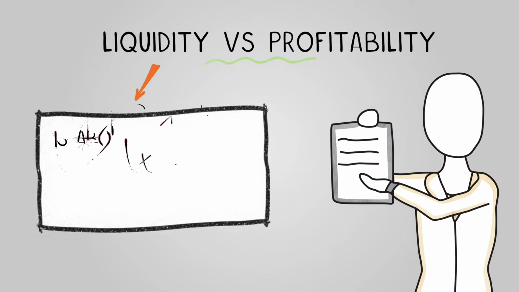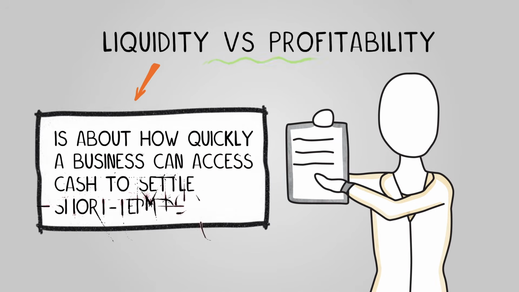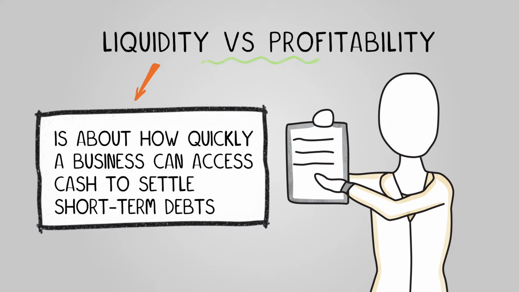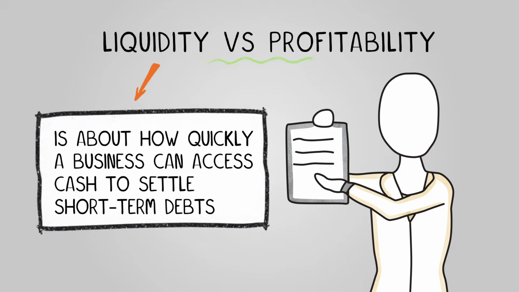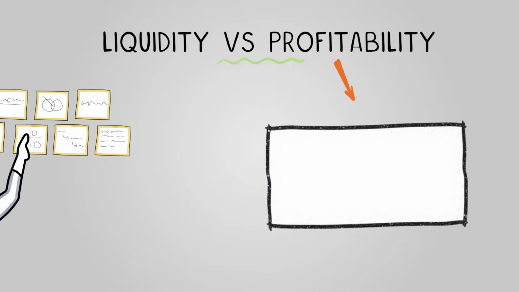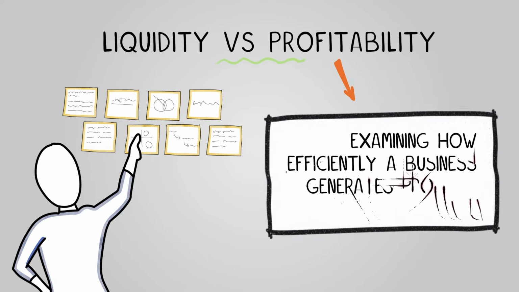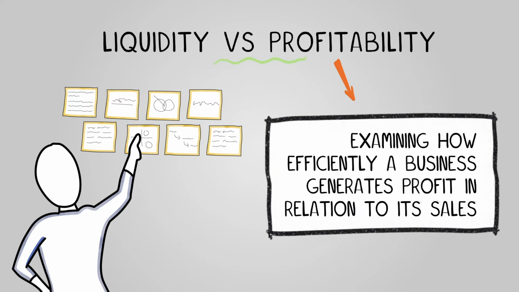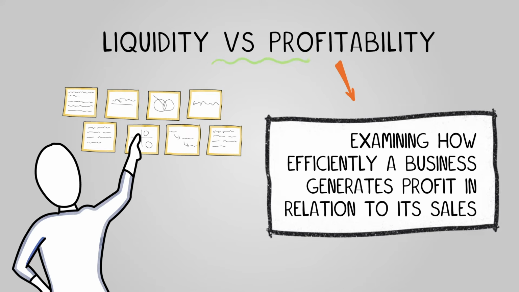Well, liquidity is about how quickly a business can access cash to settle short-term debts. It takes into account both the cash at hand and assets that can be readily converted into cash. Profitability dives deeper, examining how efficiently a business generates profit in relation to its sales. It's not just the sheer amount of profit, but how it compares to the total sales.